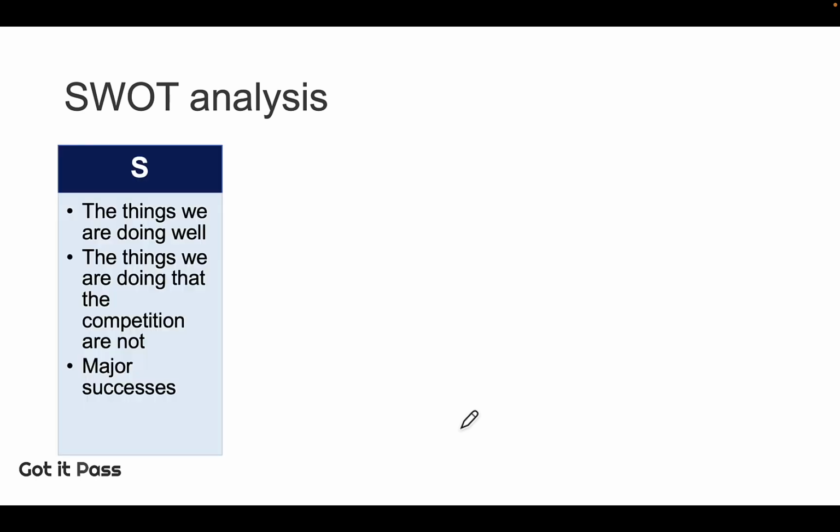So let's move down to have a brief introduction of SWOT analysis by each element. The first, strength, or S. It means the things we are doing well, it's about we, the organization. The things we are doing that the competition are not. So we are superior to the competitor. And S also means major successes of our organization. So it is about we.